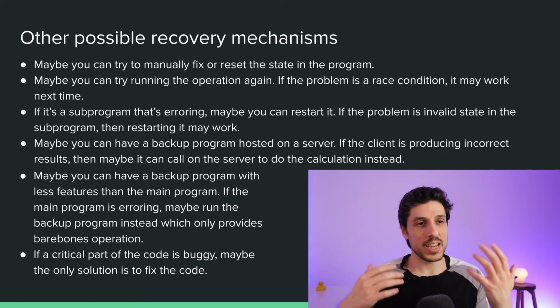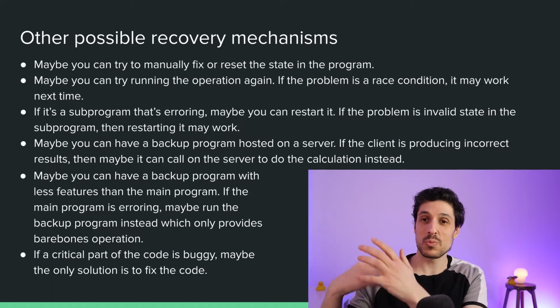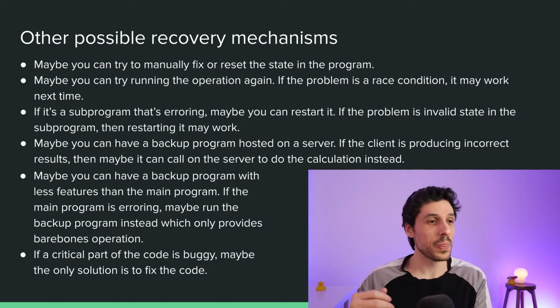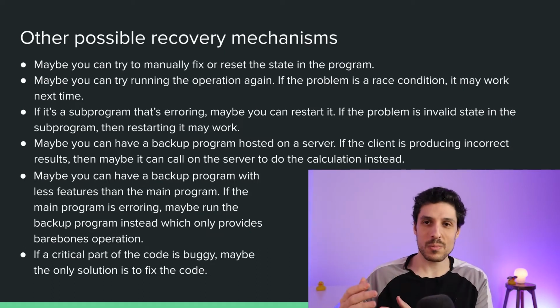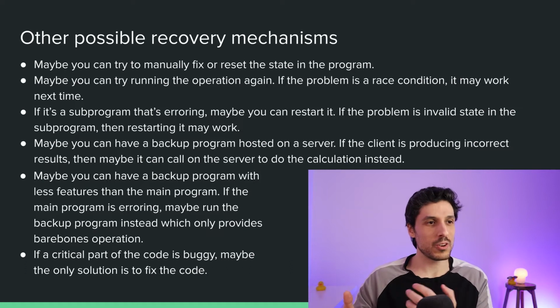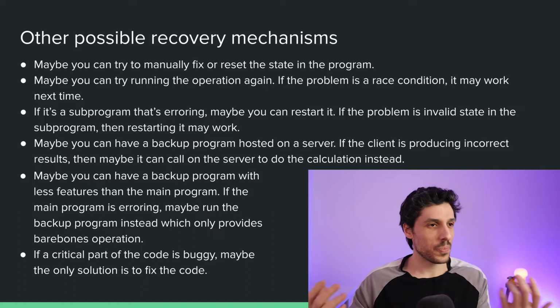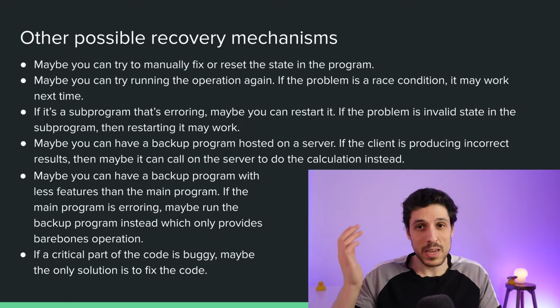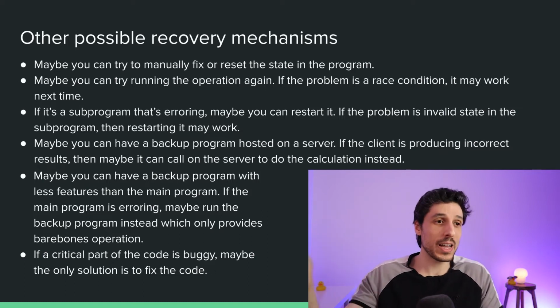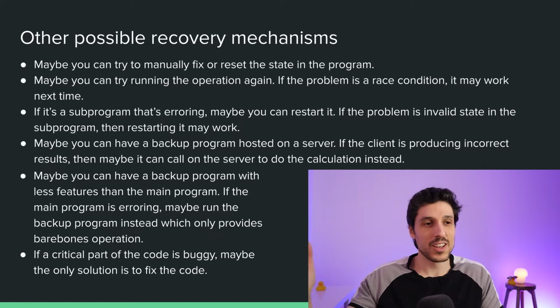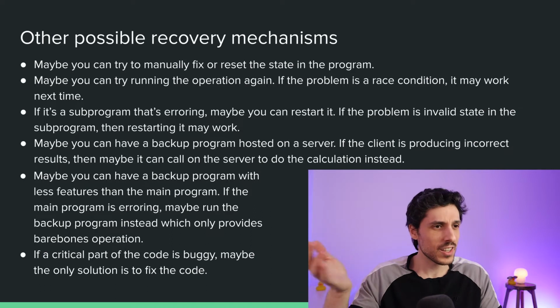So in the case that it happens to be a race condition, maybe it will work if you just run it again. And if it's a sub-program where the error is, then maybe you can just restart the sub-program, right? And then maybe it will work. And, maybe in case something goes wrong, you have a backup program hosted on a server, right? So then if the client can't do the correct things, maybe we'll call on the server instead.